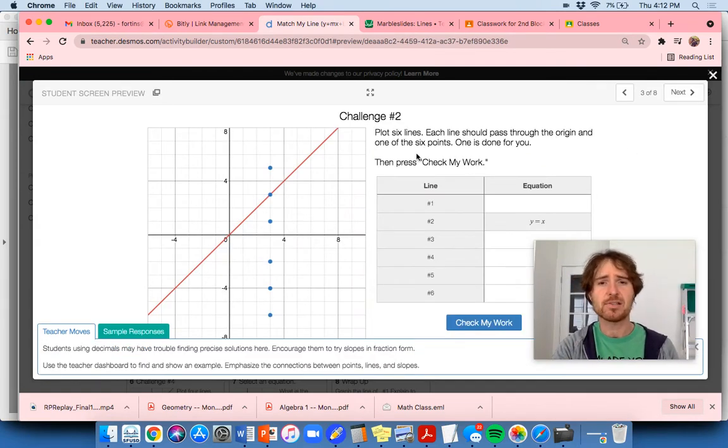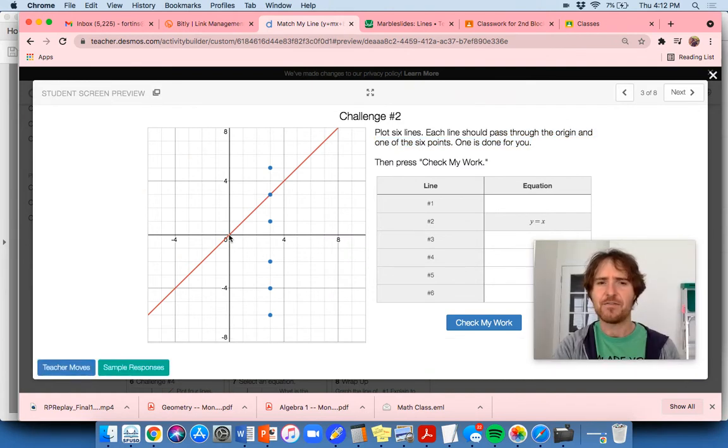So we got here, plot 6 lines. Each line should pass through the origin. This is the origin, (0, 0). That means your y-intercept is 0, so you don't have to worry about a b here. They've already graphed one, the graph of y = x. I need to go through this point, but I need to be steeper to get through this one. So my slope needs to be greater than that invisible 1 that I see here. Maybe it's 1.5.